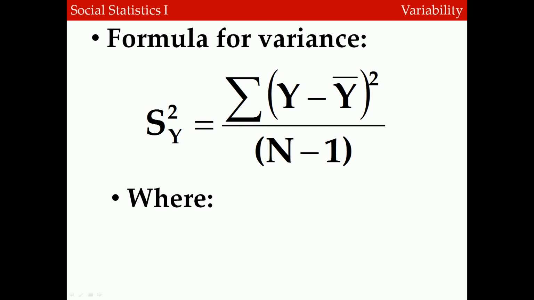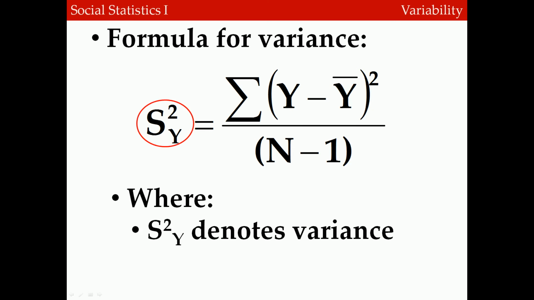Here's the formula for the variance for some variable y. Notice that if we look at only a portion of the formula, it looks like a kind of average. Well, that's because it is. The variance is the average deviation from the mean, expressed in a squared metric. And in the formula, s squared sub y denotes the variance of some variable y.